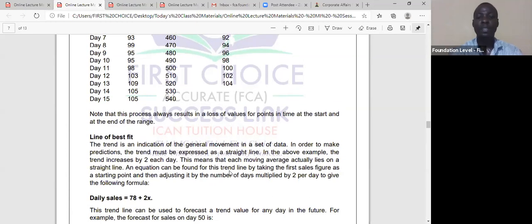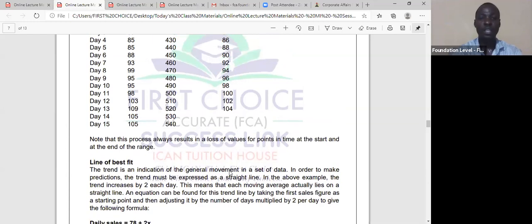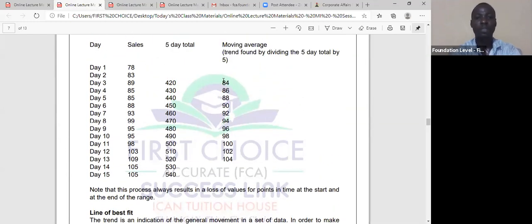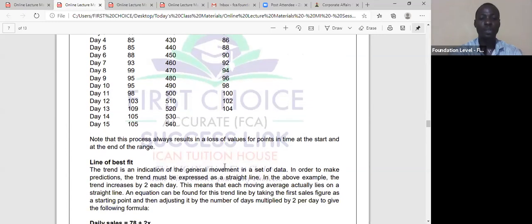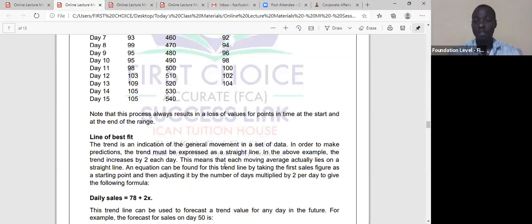This means that the trend increases by 2 each day. So this is the trend average. It increases by 2 each day. That's what they are telling you. So it is a perfect increase by 2 each day. This means that each moving average actually lies on a straight line. It is perfect. An equation can be found for this trend by taking the first sales figure as a starting point and then adjusting it by the number of days multiplied by 2 to give the following formula.